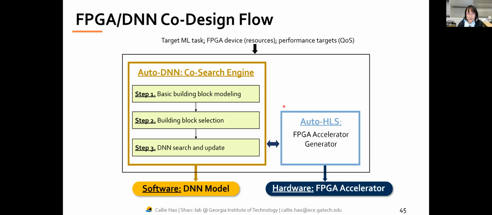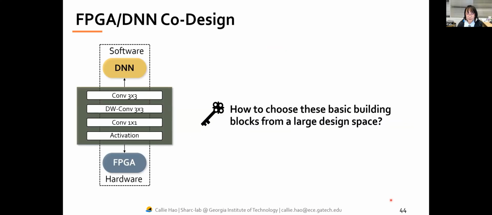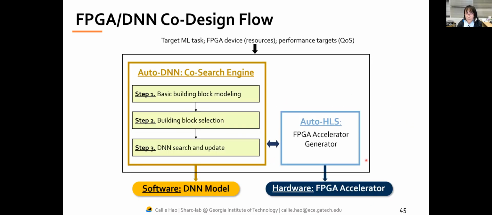If we look at the right side, this is just an auto HLS, high-level synthesis generator. During the search, I don't want to write the accelerator by myself. I want to write a template, and then the computer generates that for me. That's why we have this auto HLS generator, accelerator generator. The output of this will be a hardware FPGA accelerator. Enabled by this, let's take a look at the left side. The left side is the code search engine. We have 3 steps.